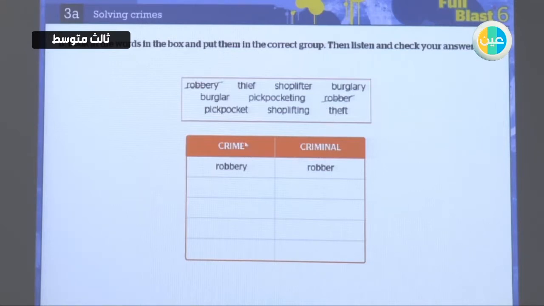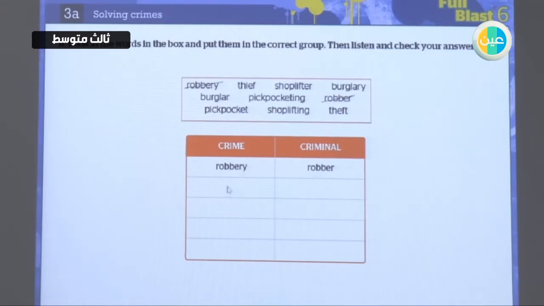One of them is related to an action, something happened. The other one related to the person who did the action or the crime. All of them are words related to crimes. Now we have thief, shoplifter, burglary, burglar, pickpocketing, pickpocket, shoplifting, and theft. Now the first one is done for us, robbery, robber.